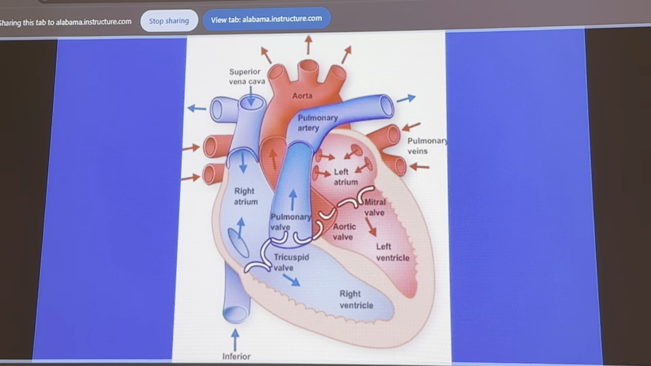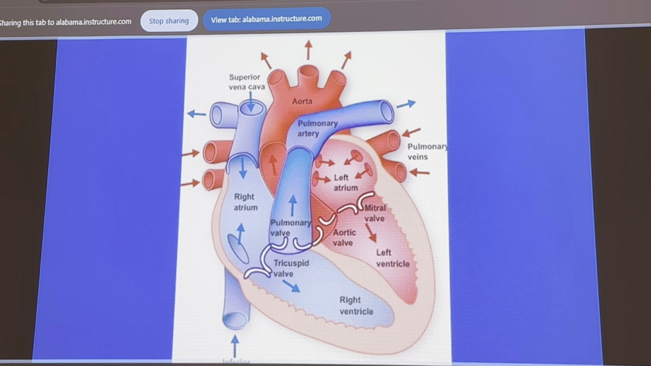So let's talk about it. Again, we're talking about the mitral valve, which is in between the left atrium and the left ventricle. It's not properly closing. That's our problem with our regurg. So some of this excess blood in this left ventricle, as that left ventricle beats, is going to backflow into this left atrium.